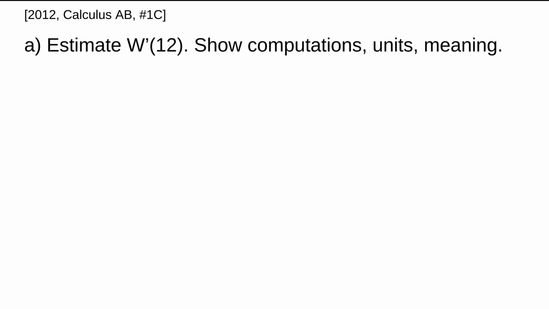This question is from 2012. It's question 1, and it is calculator active. In the question stem, we have a table of values for the temperature of water in a tub. We're given that the function that represents the temperature of the water in the tub is strictly increasing and is twice differentiable. In part A of the question, we are asked to estimate the value of the derivative of W of t at t equals 12, to show our computations, give the units, and explain the meaning.